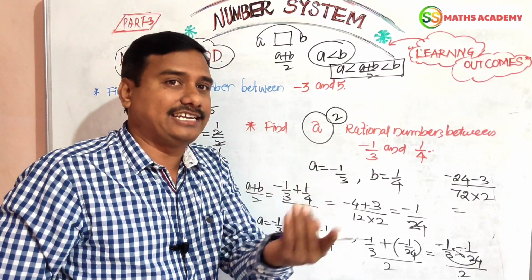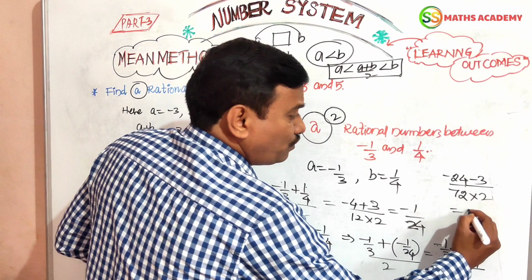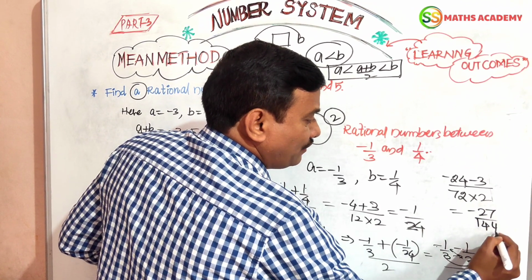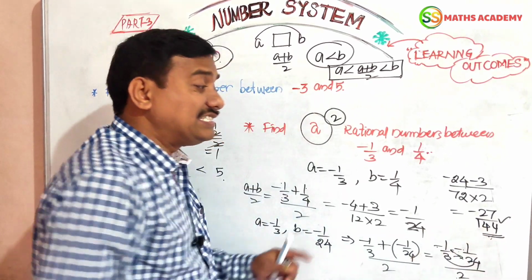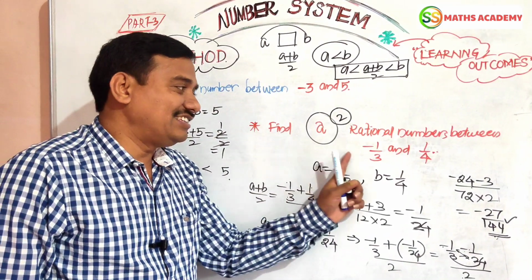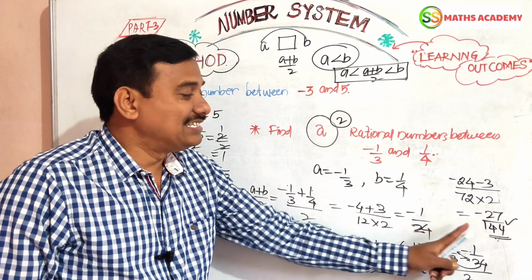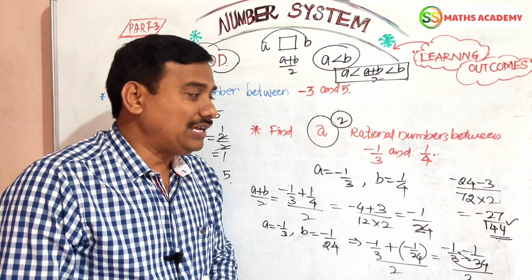We should add it, and the sign is common. Minus 24 minus 3 is minus 27 by 144. This is the second rational number between these two. First rational number is minus 1 by 24. Second rational number is minus 27 by 144.